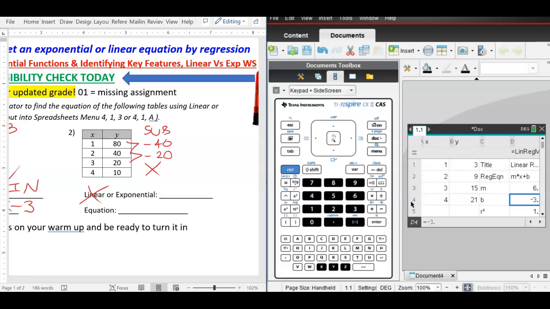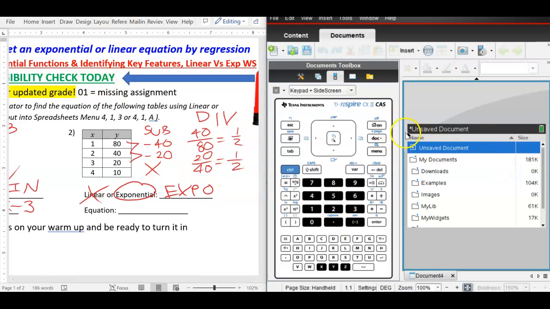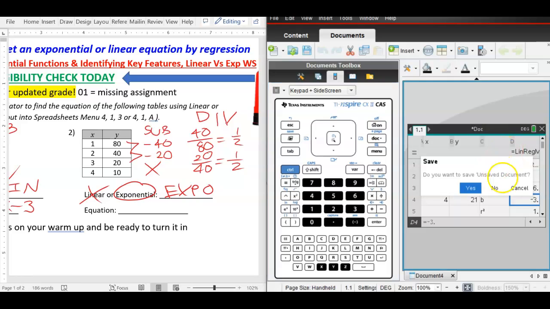But before I say it's exponential, I need to try to divide. So we're going to do bottom divided by top, 40 divided by 80, gives me 1/2. And then the next one, 20 divided by 40, that also gives me 1/2. And if I did 10 over 20, I'd also get 1/2. This is called the common ratio when I divided. So if your division is the same, bottom divided by top, you get exponential. You can write exponential.